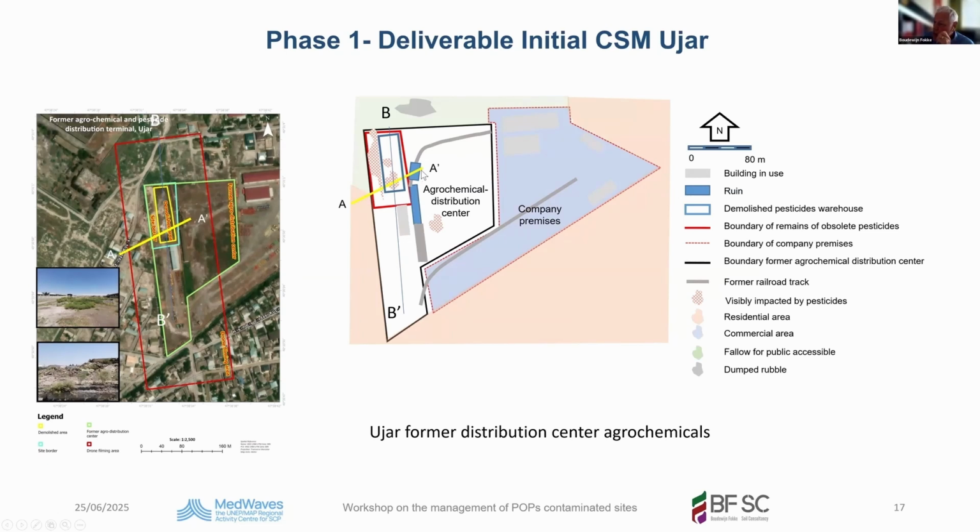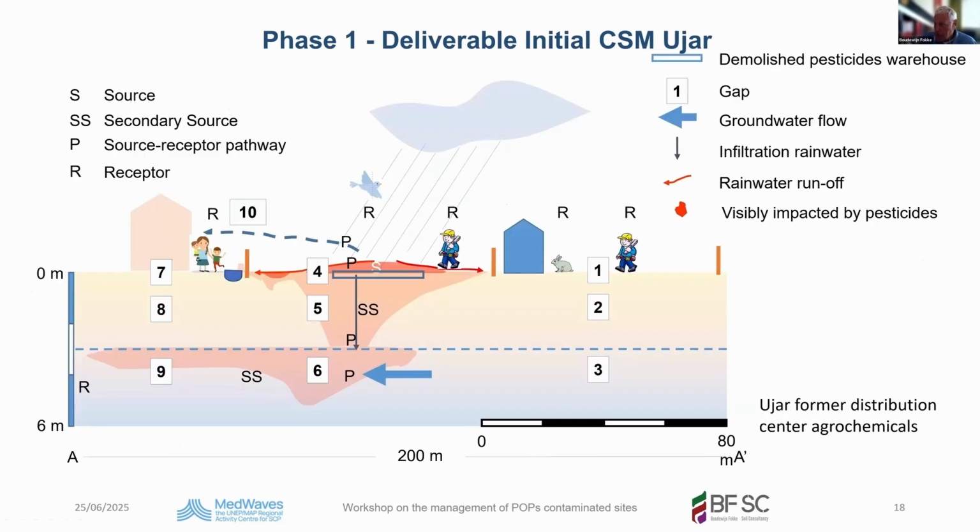The yellow line is a cross section, and the blue line is also a cross section, which we have constructed to give an impression of the subsoil. Then we go to the cross section, A accent. This is the impacted soil, and here you have source, secondary source, receptor pathway, and the receptors. This cross section gives you an idea of what you could expect in the soil, and you have identified the receptors. Here indicated with the R, the environment, people living around the source, impacted soil, secondary source, the contaminated soil in the subsoil, and here the groundwater.